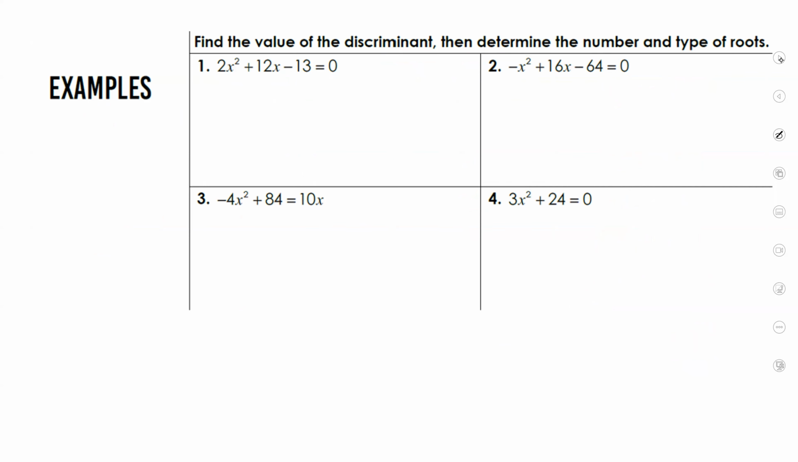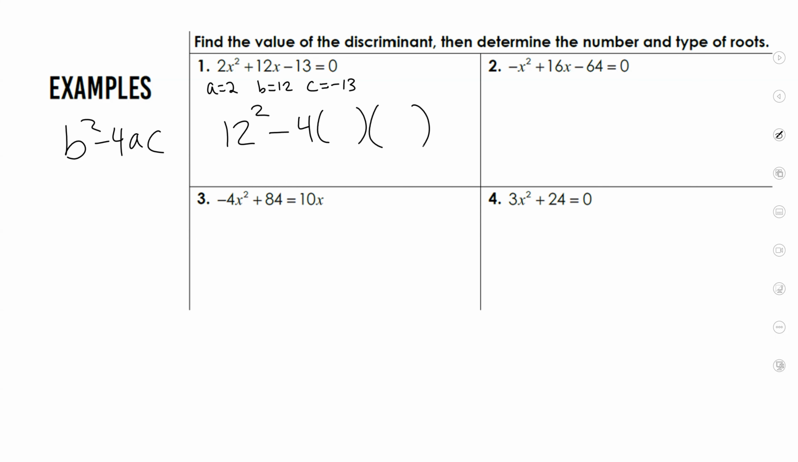So let's find the discriminant. This is our formula, b squared minus 4ac. So let's go ahead and do number 1. Let's go ahead and label what a, b, and c is. A is 2, b is 12, c is negative 13. Then I'm just plugging into my discriminant formula. I'll have b squared minus 4, a is 2, c is negative 13. And then we just evaluate it.